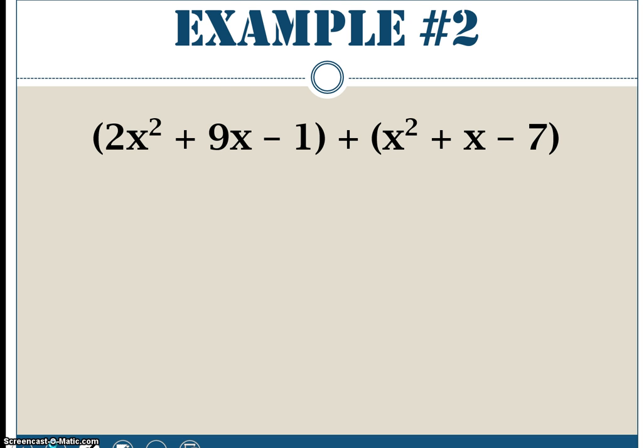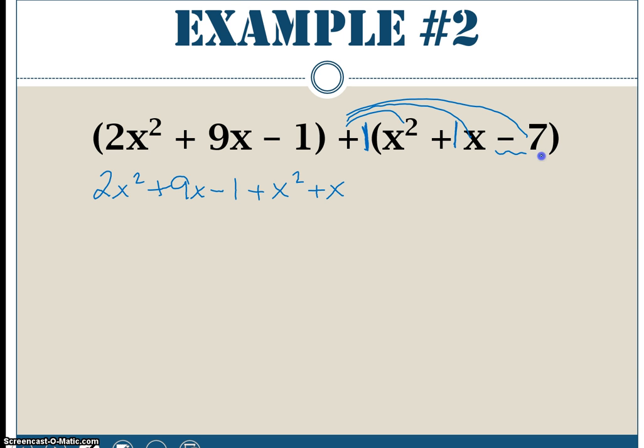So in my second example, again, in the first polynomial, there's nothing to be multiplied by. So I'm going to drop the 2x squared plus 9x minus 1. But the second polynomial is being multiplied by a positive 1. Well, 1 times anything is just itself. So 1 times x squared is a positive x squared. 1 times x, which again is a 1x, is just 1x. And then 1 times negative 7 is still negative 7.